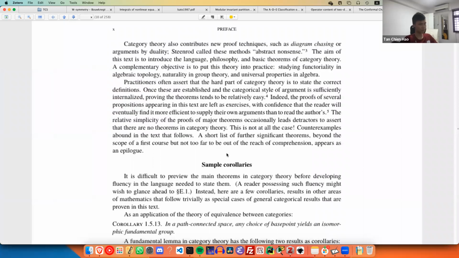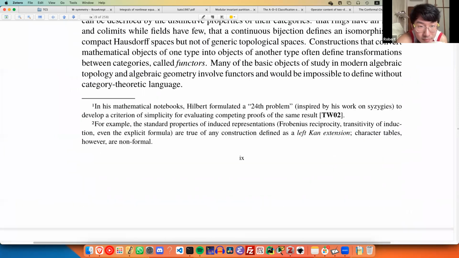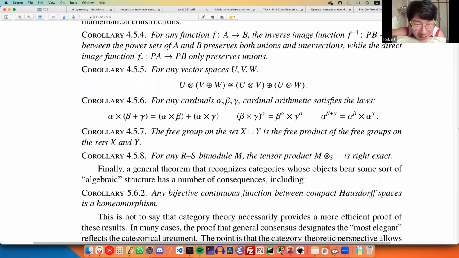What's this? Oh, is this the Emily Riehl book? Yeah, I wanted to start reading it. Oh, you wanna do it together? I kind of want to learn category theory for some reason. Sure, we can just browse through it, I guess. Yeah, we can look through it. Let me go download it.